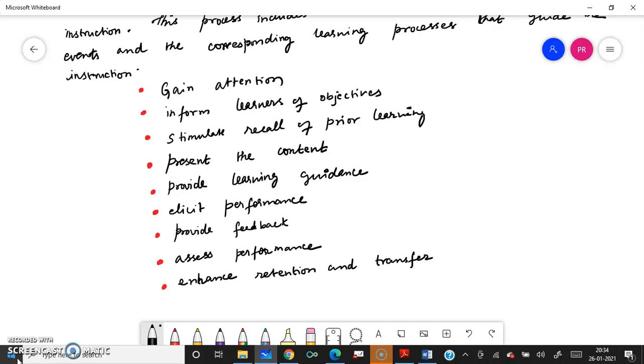By following these events, the necessary conditions of learning should be satisfied. These events should also be the basis for designing instruction. When you design an instruction, you should think that you are going to follow all nine steps, and select the appropriate media for learning. You may be using the blackboard or an overhead projector, whatever you use, so that learning happens properly.